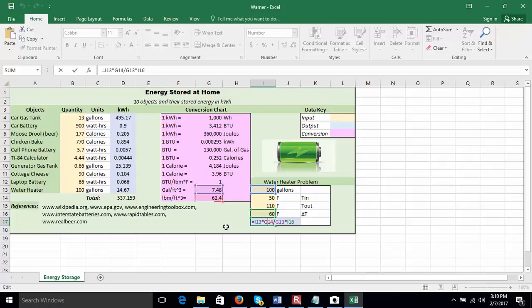So with this, let's do a sanity check first. The more gallons I have, the more energy I'm going to have. So that's a good thing that gallons is in the numerator. This guy here, G14, is pounds per cubic foot, which tells me that the more dense the fluid is, the more energy I have. That makes sense. Now let's look at the numerator.